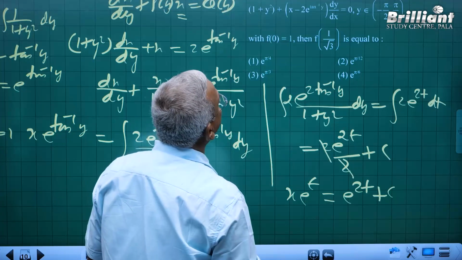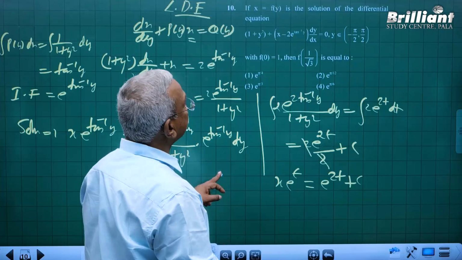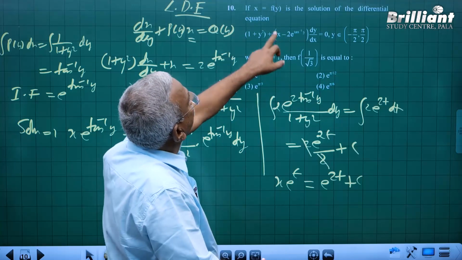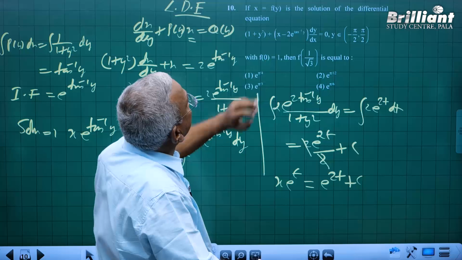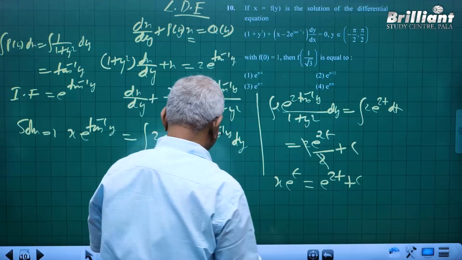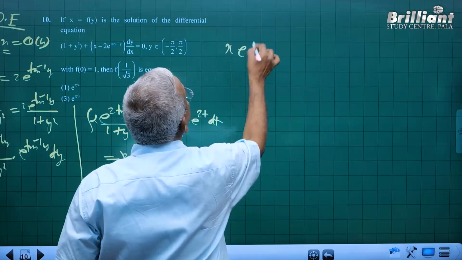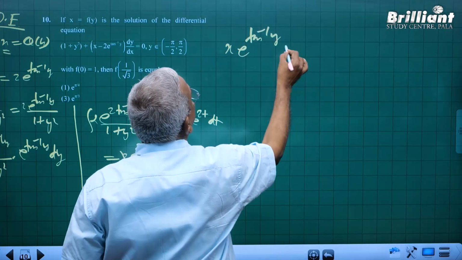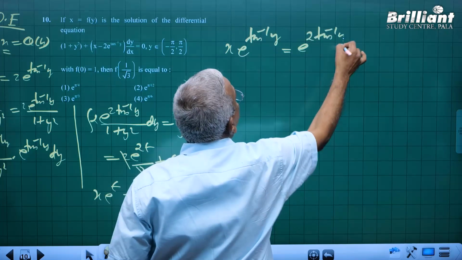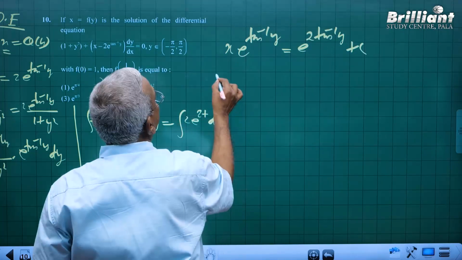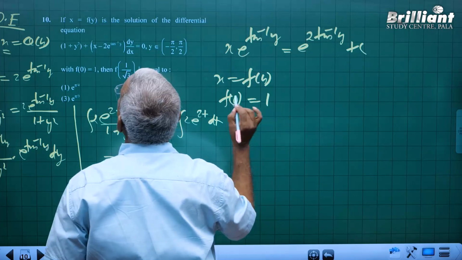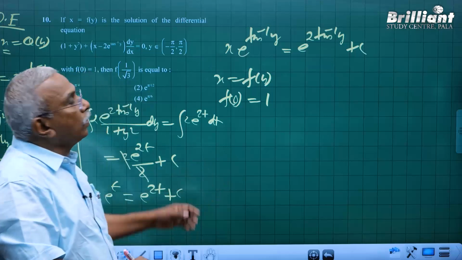Now there is a condition. When x is equal to f of 0, f of 0 is equal to 1. That means when y is 0, x is 1. This is the condition. Given this, we can replace the form as x into e raised to tan inverse y is equal to e raised to 2 tan inverse y plus c. Given x is equal to f of y and f of 0 is equal to 1, do not make any confusion.